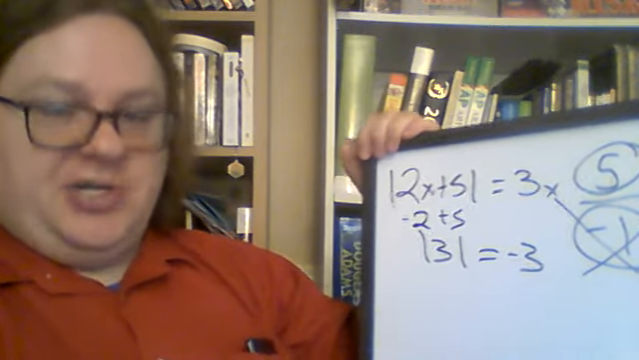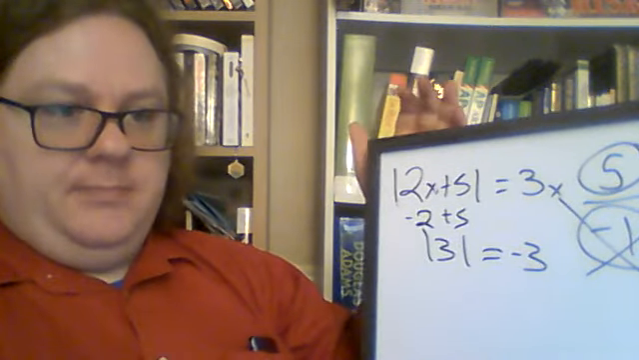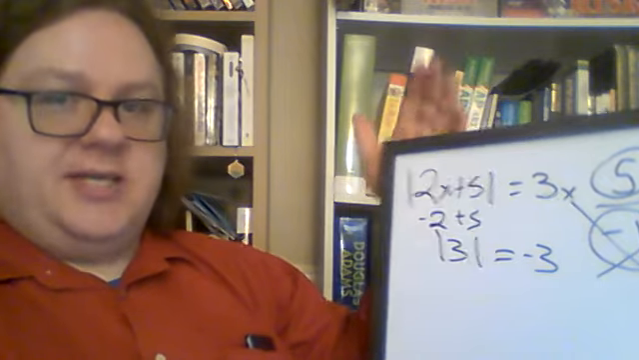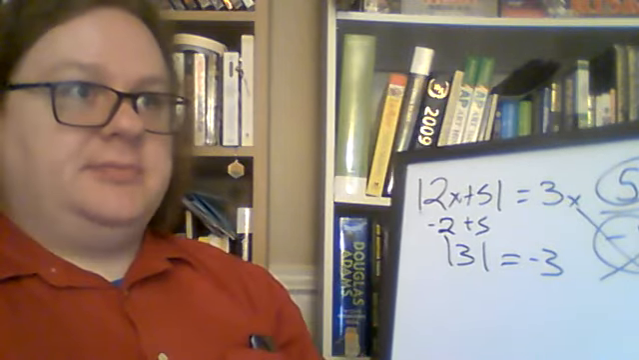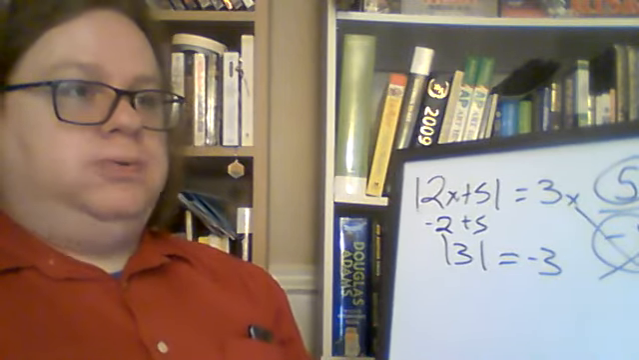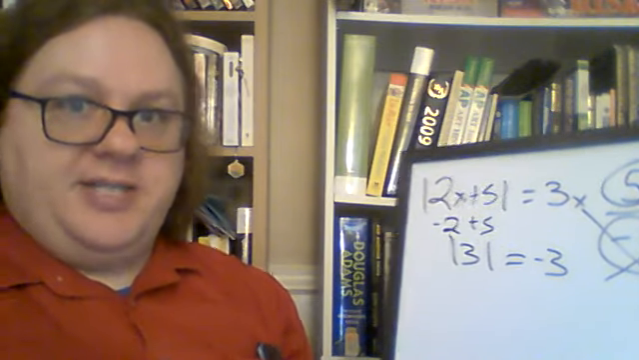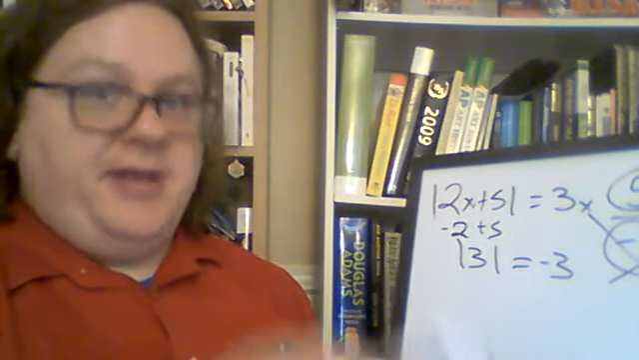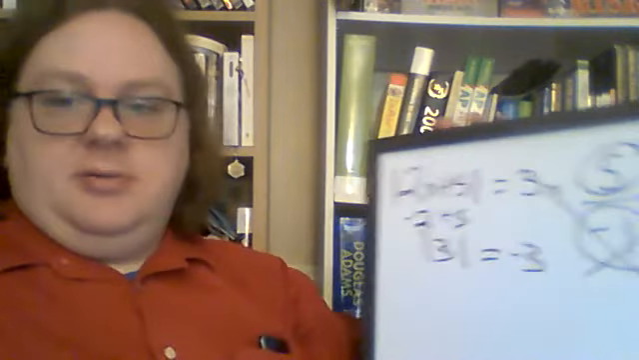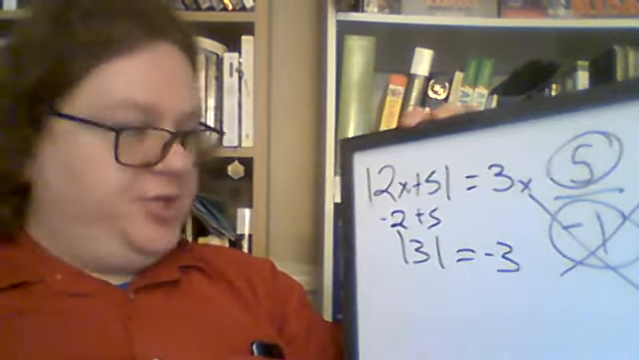Extraneous means like extra, but wrong. So it's like it's added on, like a third wheel, right? There's 2 people on a date, and the third wheel is an extraneous person. They're extra, and they're not supposed to be there. There you go, extraneous solution.